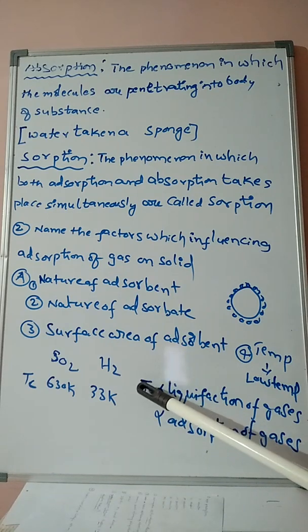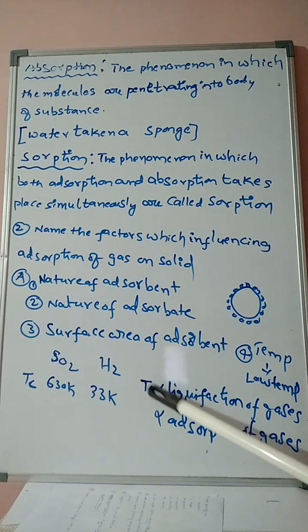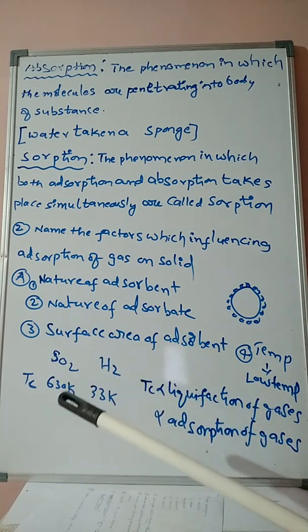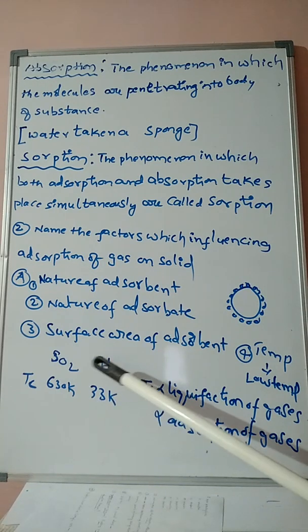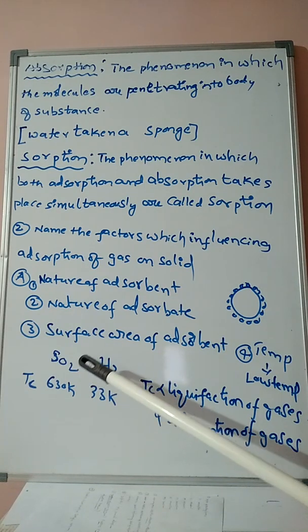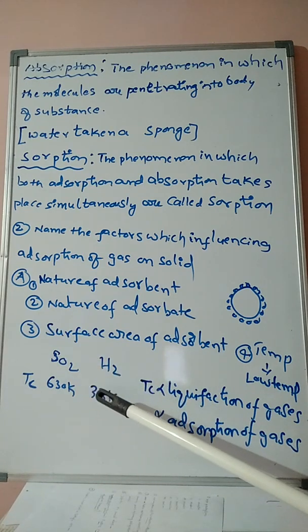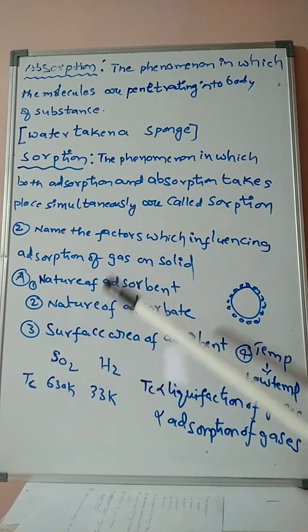Therefore, critical temperature Tc is directly proportional to adsorption of the gas. That is, in examination they will ask like this. When 2 gases, sulfur dioxide and hydrogen, whose critical temperatures are 630 and 33 Kelvin, are separately adsorbed on the surface of a solid or adsorbent, which gas is more adsorbed on the surface of the adsorbent?